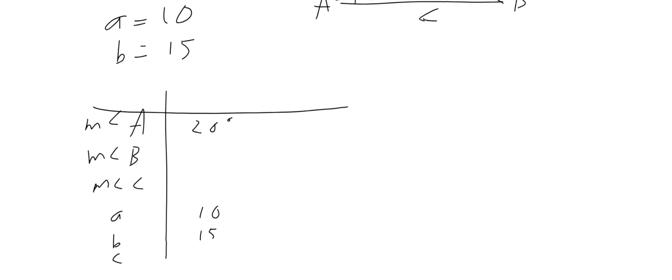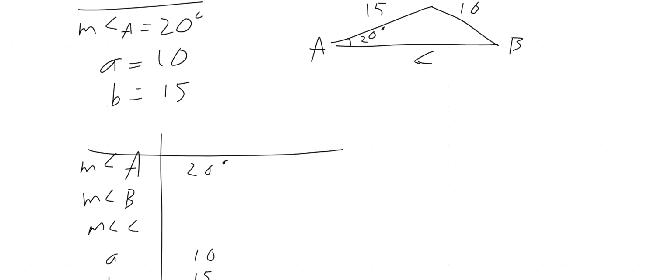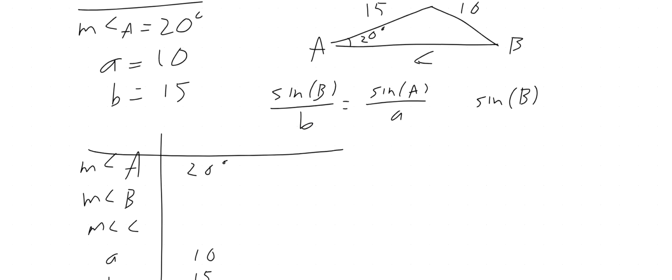So here's a change from what we did before. We want to use the equation that has sine of B over b, and then the sine of A over a. So we're looking for an angle, so we want the angles on top. And we can do what we did before, just multiplying our b over. So our sine of B is going to give us, let's see, 10, or excuse me, 15 sine of 20 over 10.